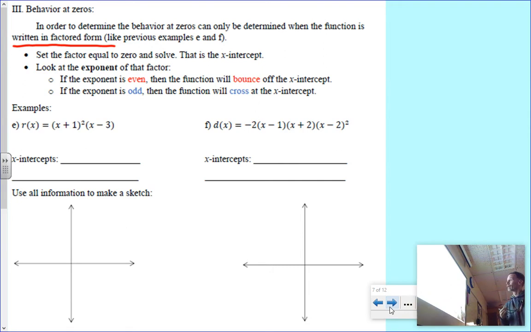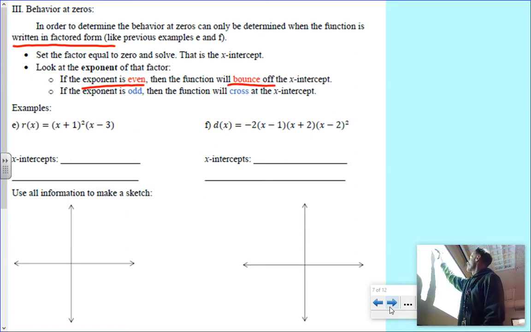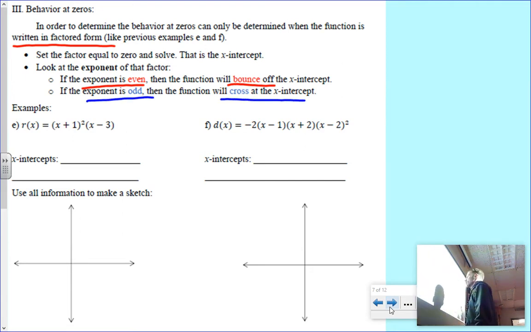Okay, so here's what we do. We're going to set each factor equal to 0 and solve it, because we know that's our x-intercept from our algebra days. And then we're going to look at the exponent of that factor. If it's even, then it's going to bounce, and we'll talk about what that means in a second, but literally it bounces. If the exponent is odd, it's going to cross at that number. Okay, so let's see what happens.